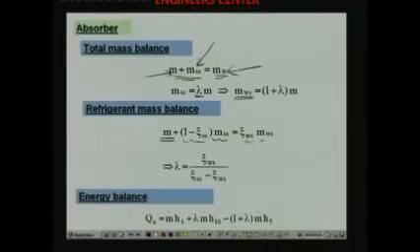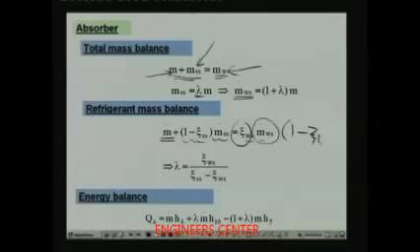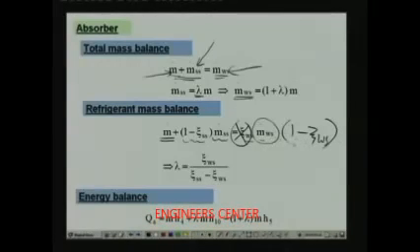And what is leaving? Weak solution is leaving the absorber. So what is the refrigerant in the weak solution? It is nothing but, I am sorry, there is a mistake here. This should have been 1 minus zeta Ws into m dot Ws. Okay, so this is the refrigerant in the weak solution.